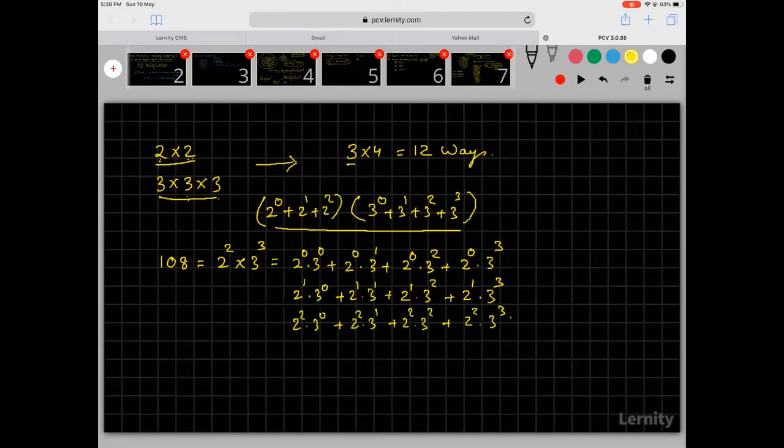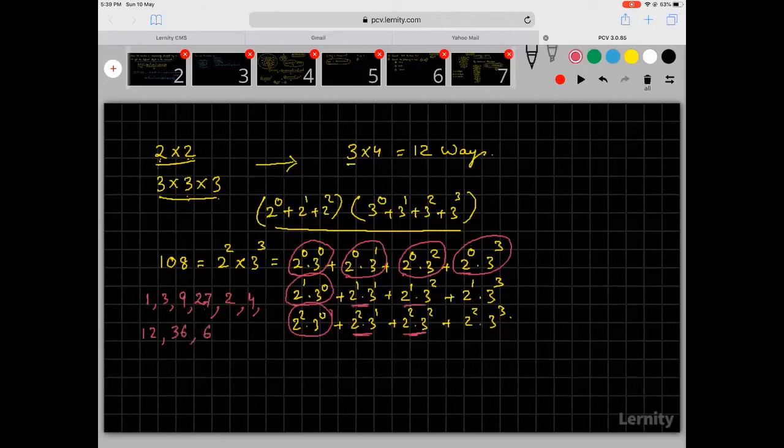What is this number? 1. What is this number? 3. What is this number? 9. What is this number? 27. What is this number? 2. What is this number? 4. What is this number? 12. What is this number? 36. What is this? 6. What is this? 18. What is this? 54. What is this? 108 itself.